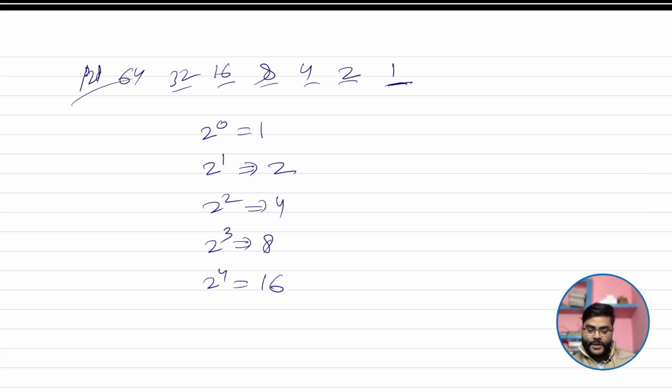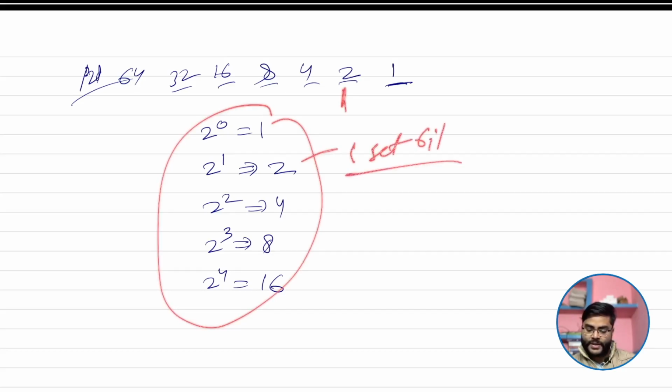There is no power of 2 in between these numbers. So any combination of these numbers will not make a power of 2. For a power of 2, and only for a power of 2, we have only one set bit.